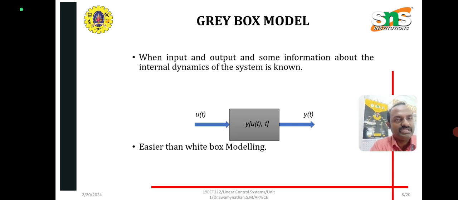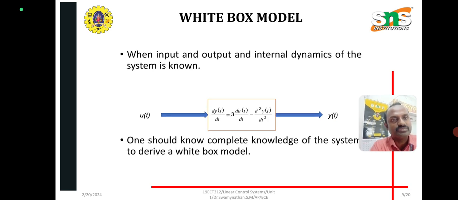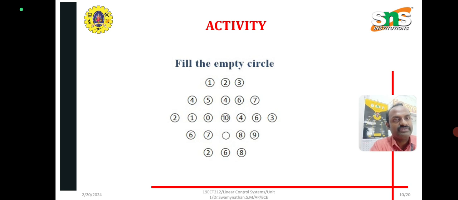So u of t is the input, and y of u of t comma t is equal to y of t. Y of t is the output, u of t is the input. That is gray box modeling. White box modeling means the input, output, and other internal dynamics of the system are known. So one should have complete knowledge about the system to derive the white box model. Following with the activity, you need to fill the empty circle.